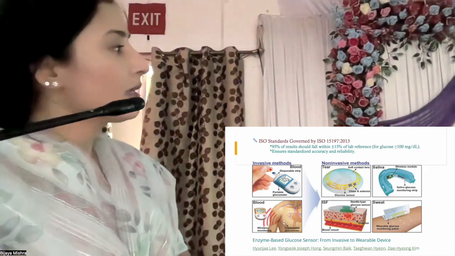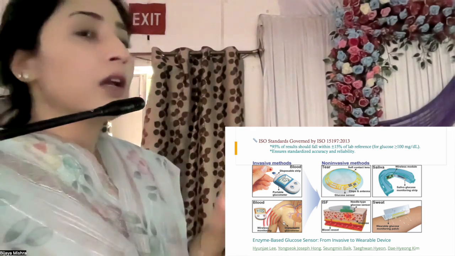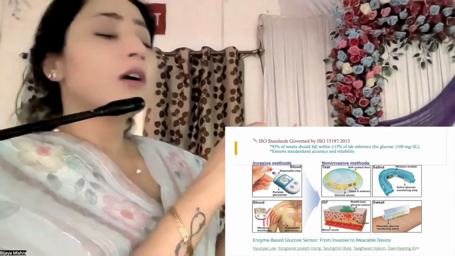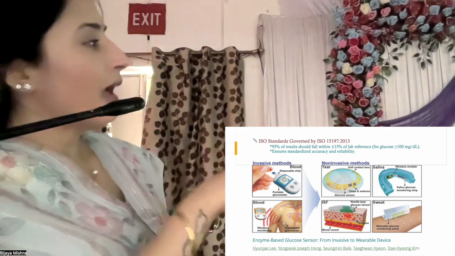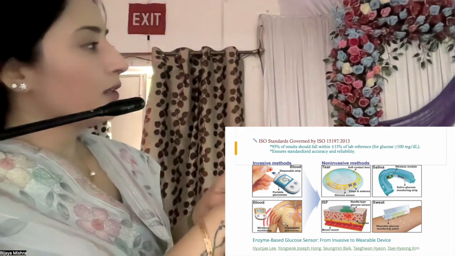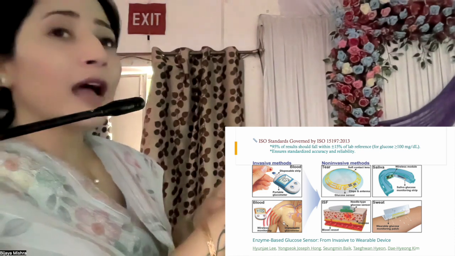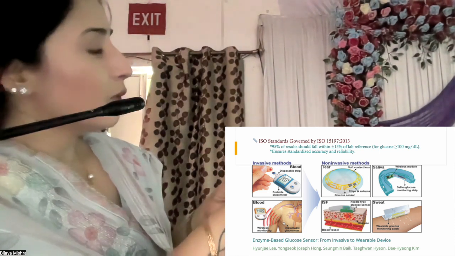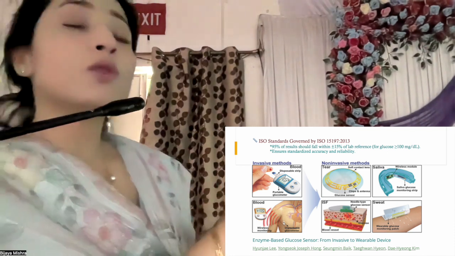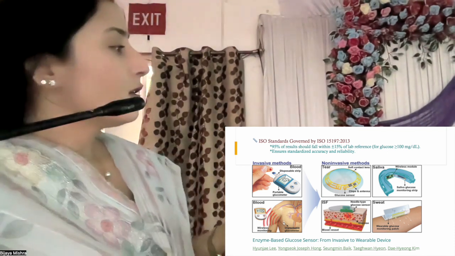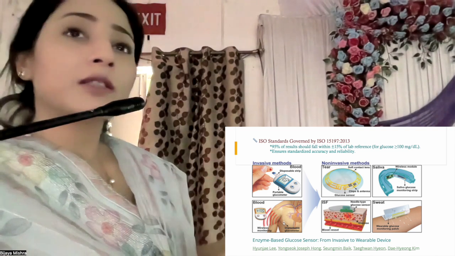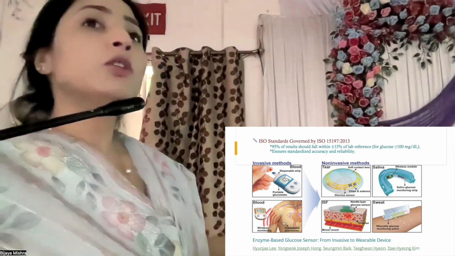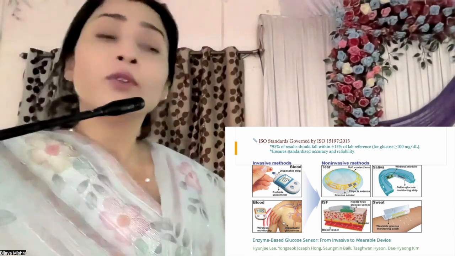And this is initially what was used. We use this invasive method, like using a lancet to prick and then getting a drop of blood onto this glucose strip over here and getting the value. I'm sure many of us have seen this device. And there was another invasive device which was used for continuous glucose monitoring. Here, the implantable device is inserted in the body of the patient, and that was used to continuously monitor the blood glucose of the patient.